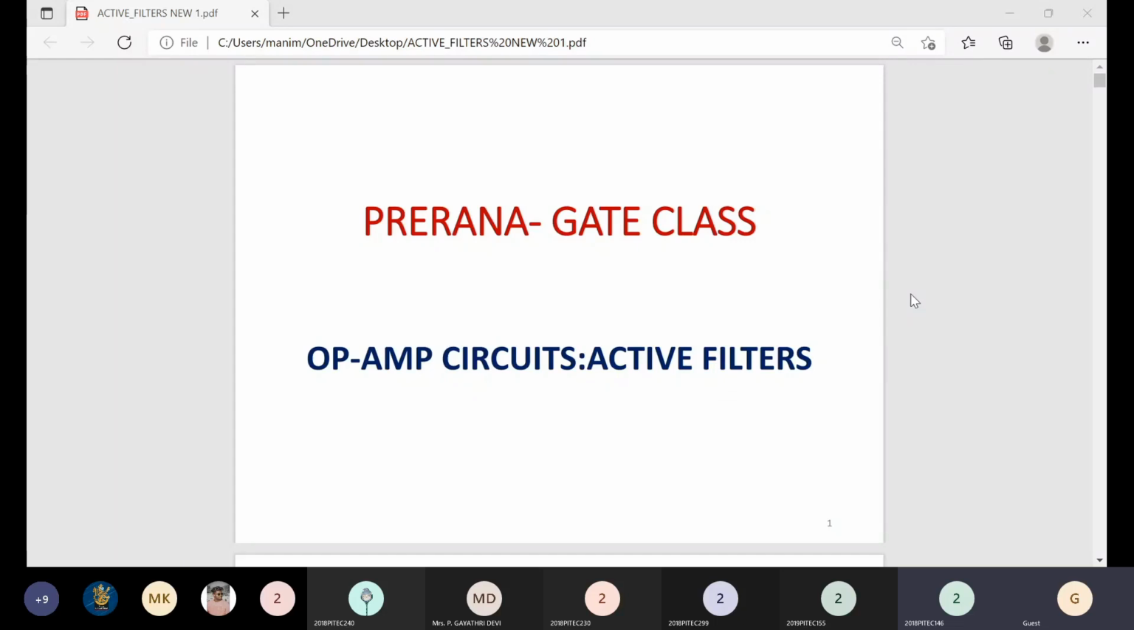In operational amplifier circuits, in this class you'll see the introduction about all the filters: low pass filter, high pass filter, band pass filter, and band stop filter. Then why we go for active filters. We'll discuss the disadvantages of the passive filter, then the advantages of the active filter. Then we'll discuss the questions, that is GATE problems.